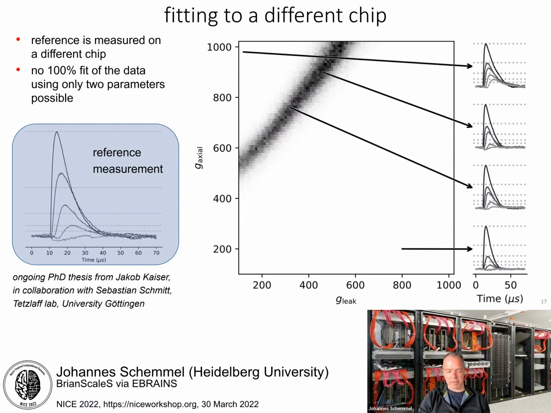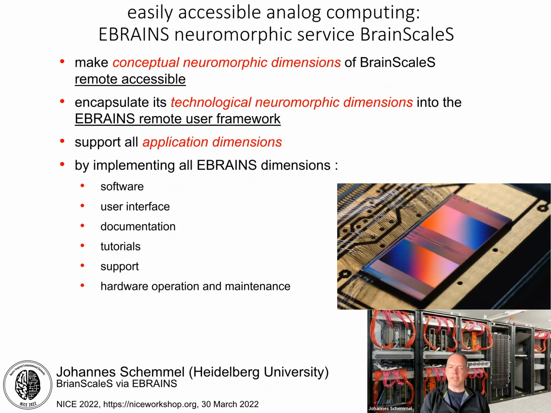So to summarize, easily accessible analog computing, this is the goal of the EBRAINS neuromorphic service BrainScaleS. This means we make the conceptual neuromorphic dimensions of BrainScaleS remotely accessible through this EBRAINS service. Therefore, we have to encapsulate the technological neuromorphic dimensions into the EBRAINS remote user framework. This is a lot of software. I have not talked about any details because the expert Eric Müller will explain everything to you in the hands-on sessions. And by this, we can support all the application dimensions I have shown so far.